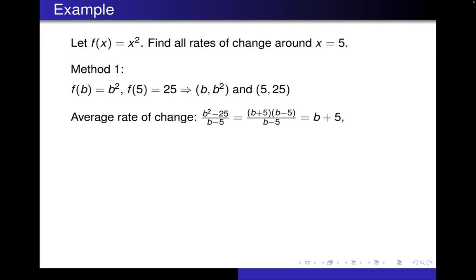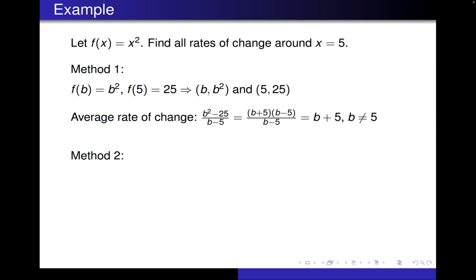One thing I do want to note is the b squared and the 5, 25 actually have to be different points for this average rate of change to make sense. So in order for this b plus 5 to be a legitimate formula, a legitimate expression, we have to have b is not equal to 5. That's just because if we put b equal 5 into the original expression for the average rate of change, we'll get 0 in the numerator and 0 in the denominator. And dividing by 0 doesn't make any sense at all.